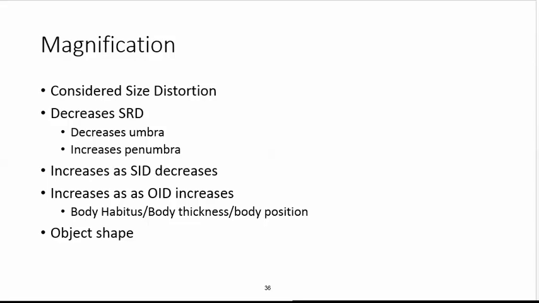Body thickness, along with body habitus, body position. You know, if you take either one of those patients, you oblique them up in either direction as opposed to having them lie flat on their back, it's going to change the OID.